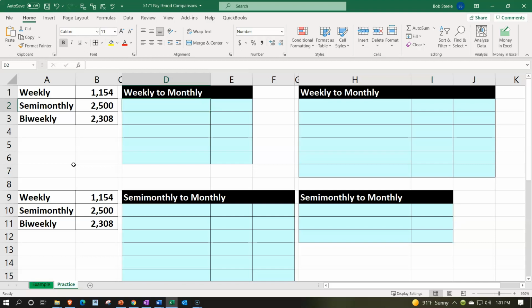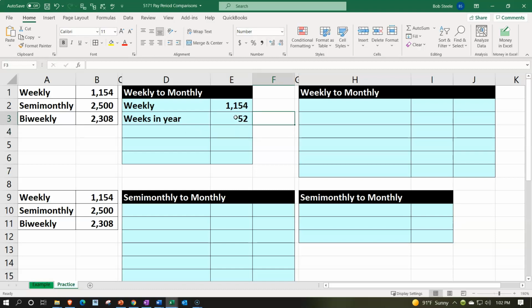So if we're on a weekly basis, then we might do something like this. If I want the monthly amount, I'm going to take the weekly amount that we're going to get paid, the 1,154, and then pick up the weeks in a year. This is something you basically just want to know, how many weeks are in a year. I'm going to use 52 as the number of weeks in a year, and even that's a bit of an approximation.